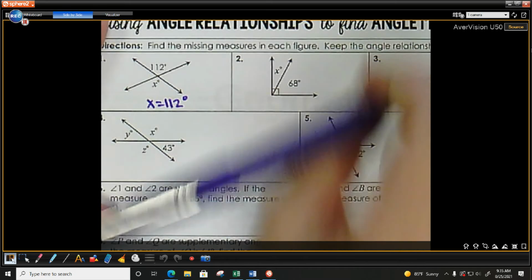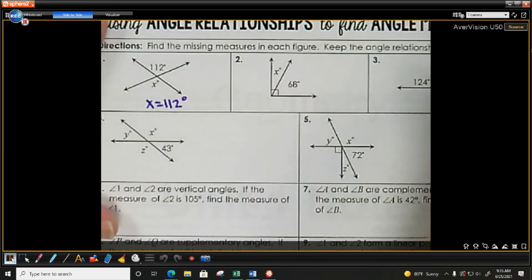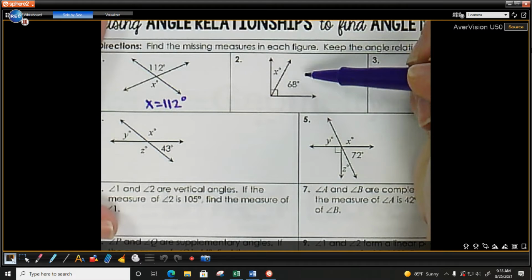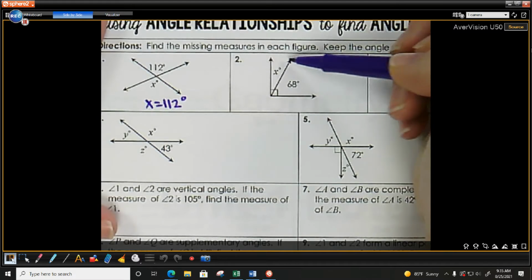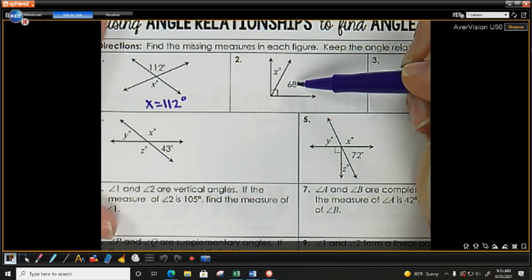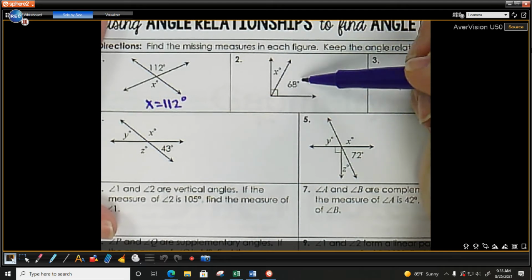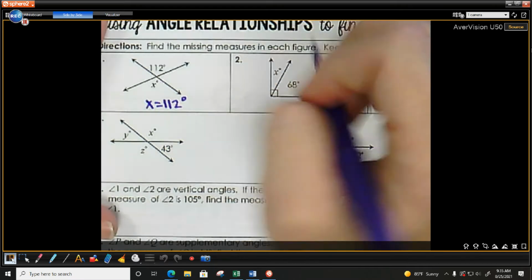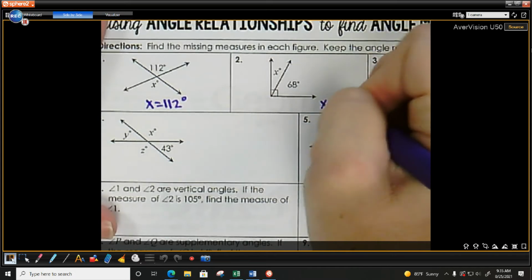Let's all zone back in, guys. Okay? What kind of angles are these two? They're right, but what do we call right angles if they're broken into 2 angles? Complements are always right. Complements are always right. So these 2 added together should give me 90. So what's 90 minus 68? So x is 22 degrees.